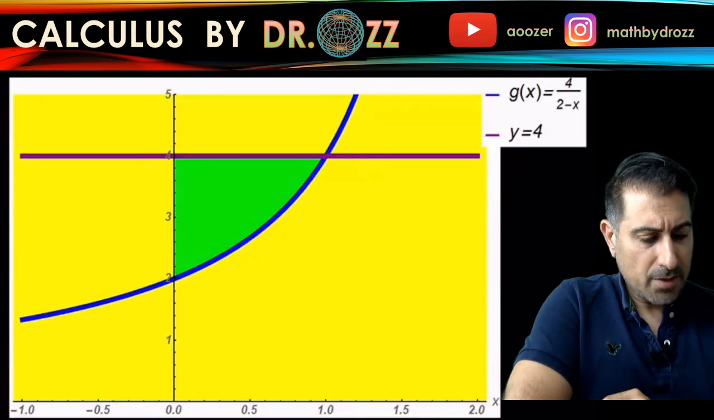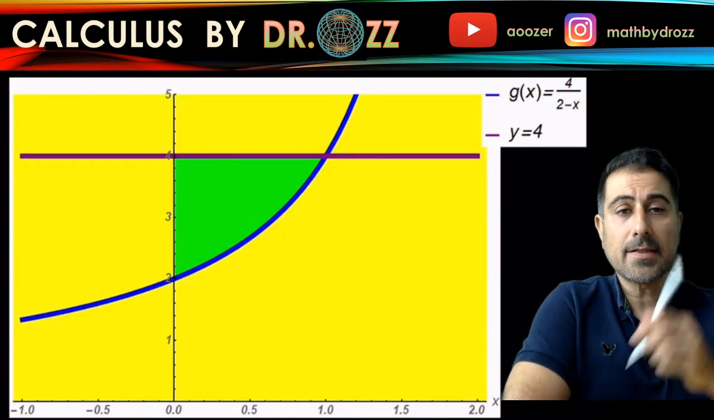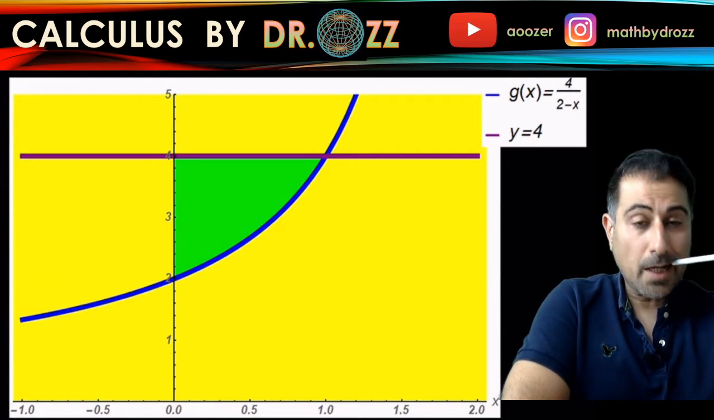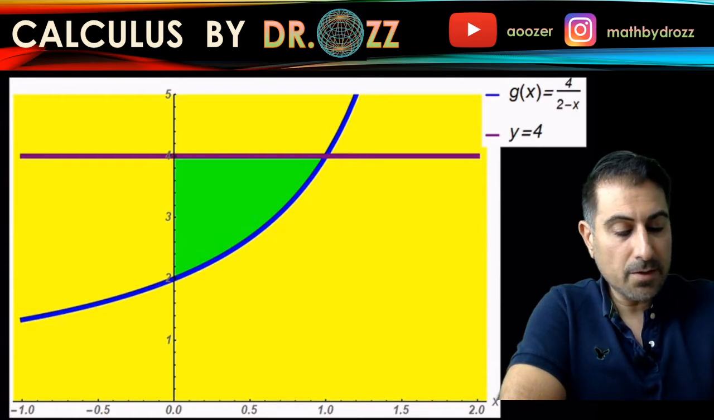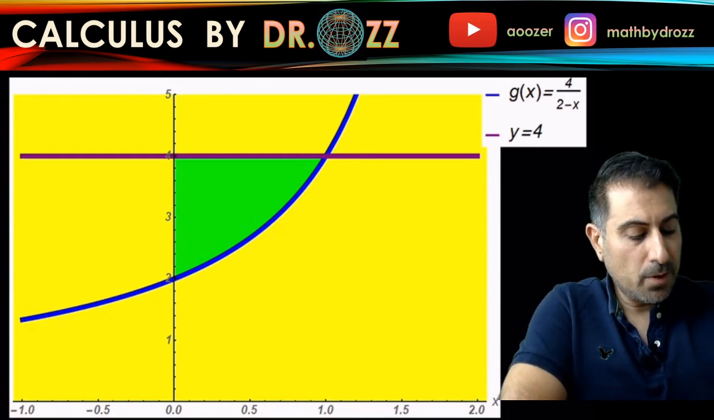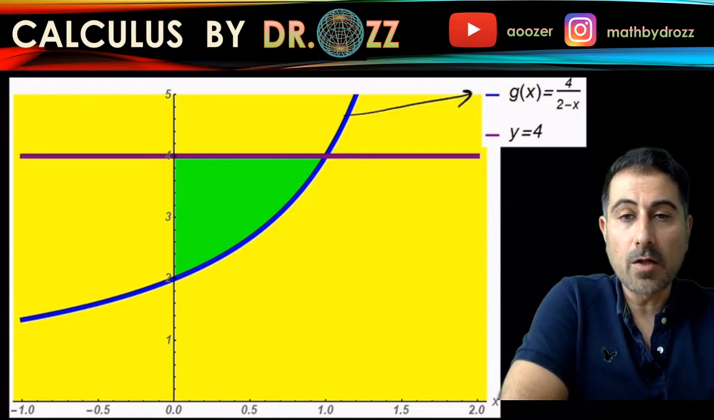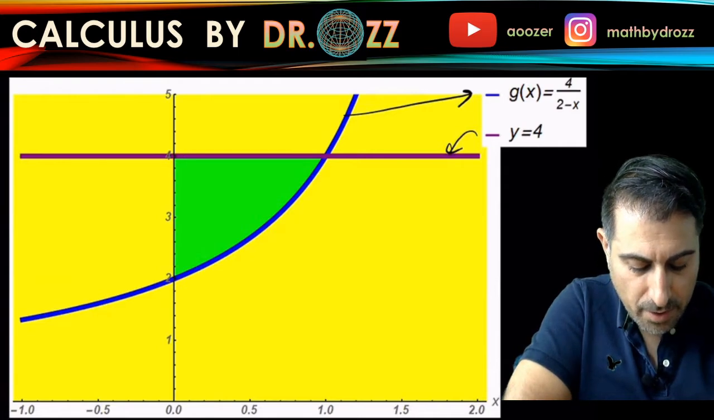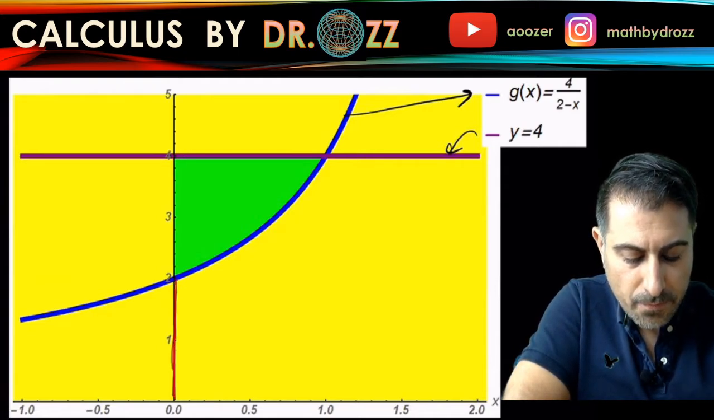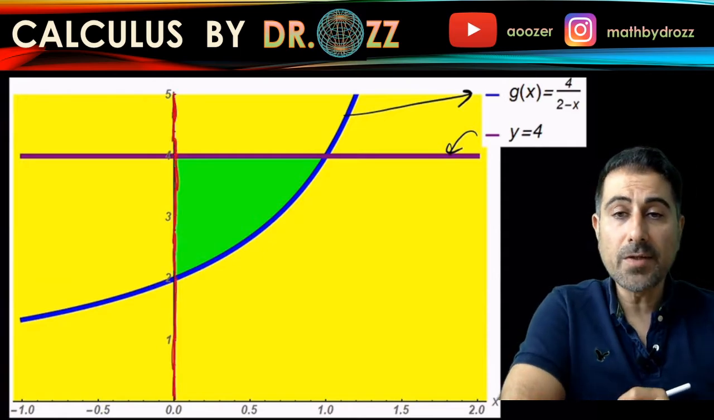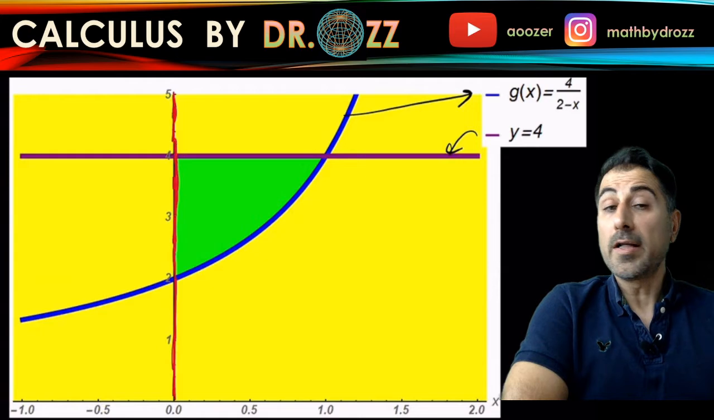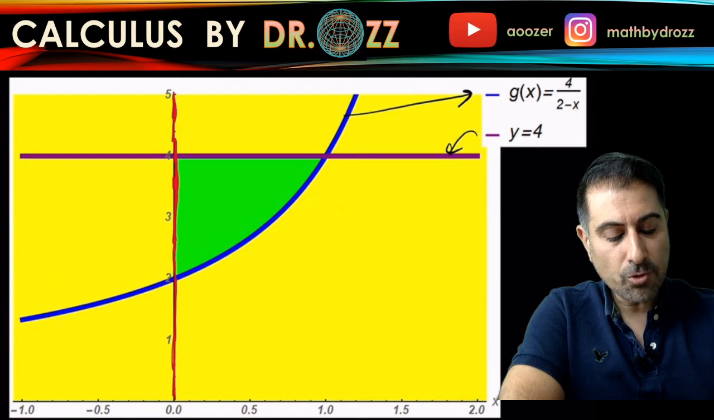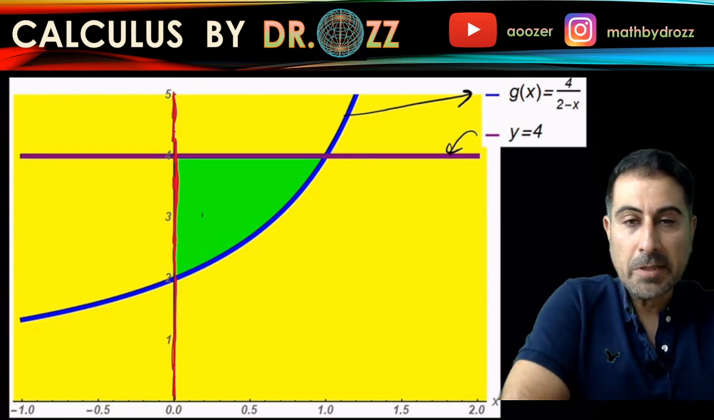So g of x equals 4 over 2 minus x, right here at the top, is the graph represented by blue color. So this is in fact this graph here. And then the purple one is this graph, which is just a horizontal line. And we have the y-axis. Let me represent the y-axis by red. Okay, here we go. And the region surrounded by these three curves, or lines, some of them are lines, but lines are curves as well, is the green region. And the question is asking to find the area of this green region.